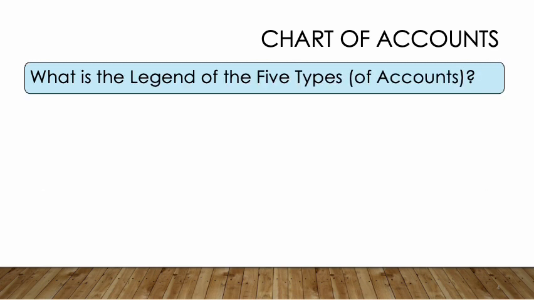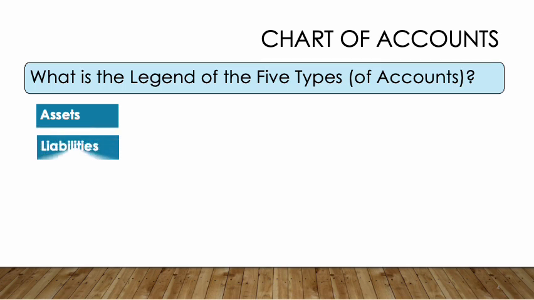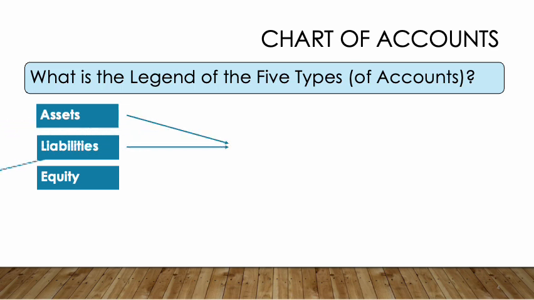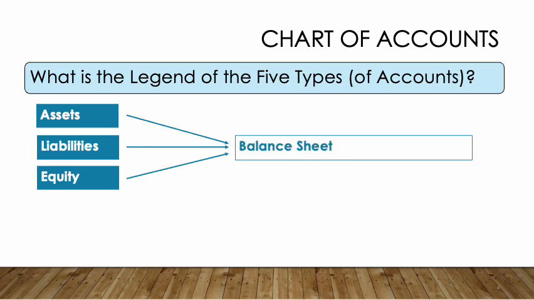Now, what is the legend of the 5 types of accounts? I'm going to start off with the first 3. And the first 3 are known as assets, liabilities, and equity. These 3 accounts make up what is known as the balance sheet. This is an example of a financial statement, and it's called a balance sheet. I'll talk about the role and function and format of a balance sheet a little bit later.